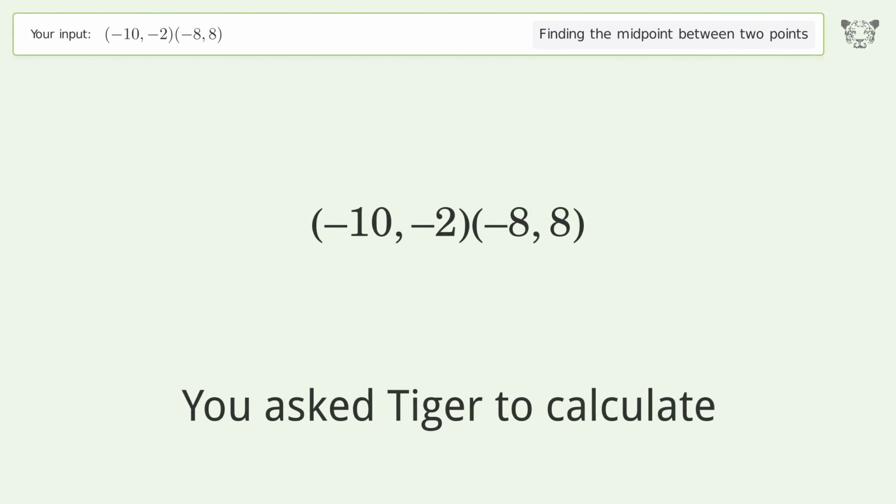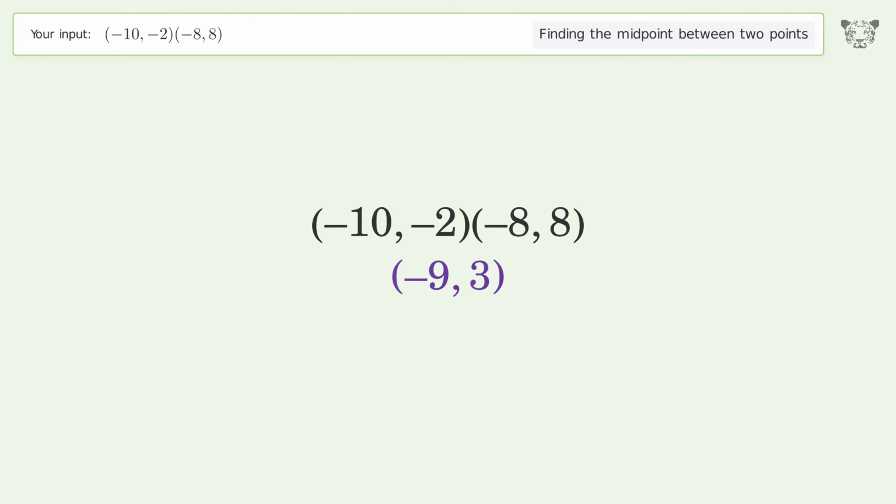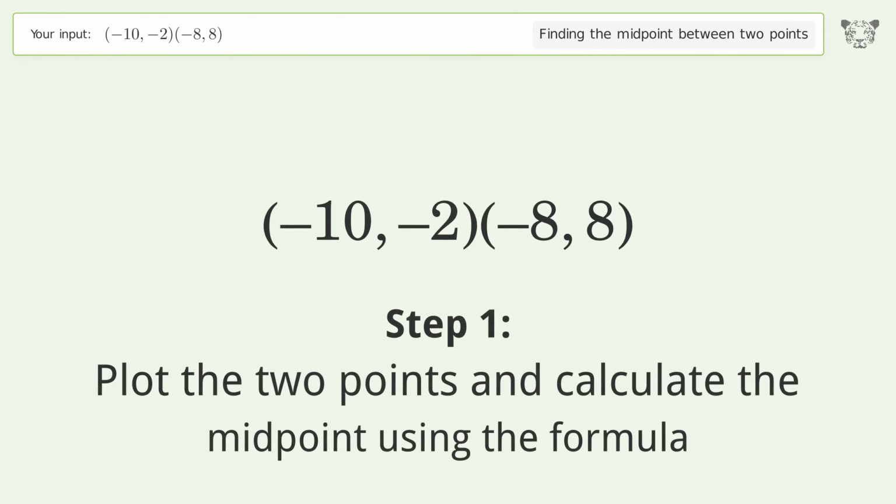You ask Tiger to calculate. This deals with finding the midpoint between 2 points. The midpoint between the 2 points is -9,3. Let's solve it step by step. Plot the 2 points and calculate the midpoint using the formula.